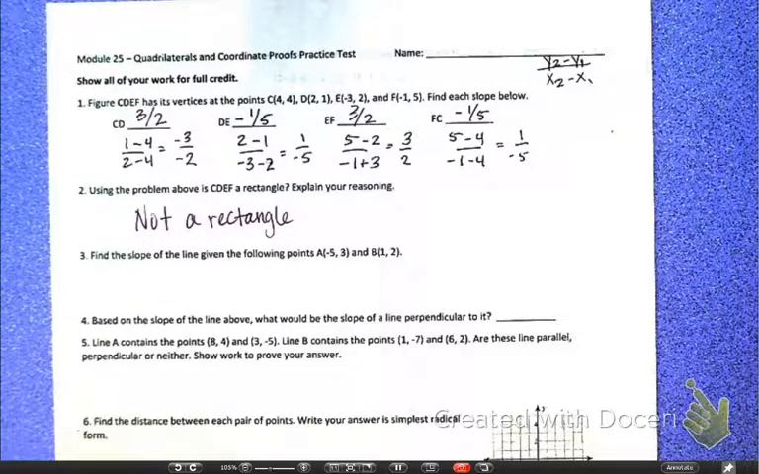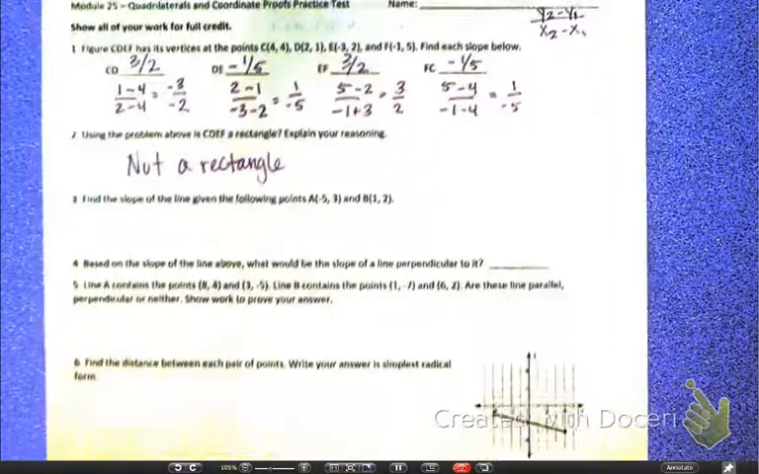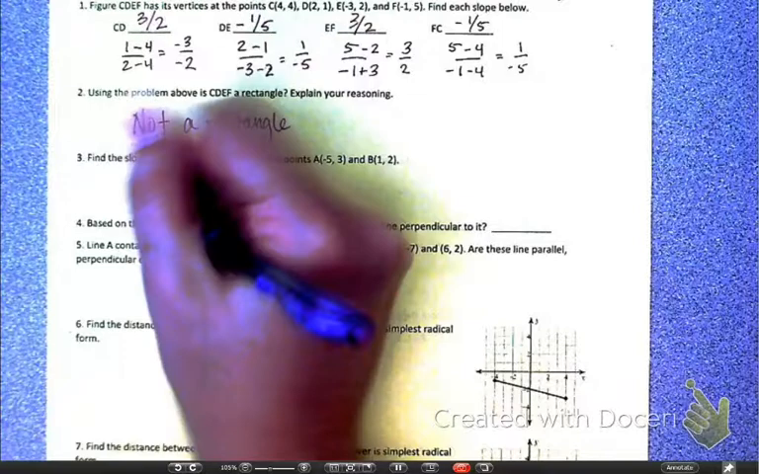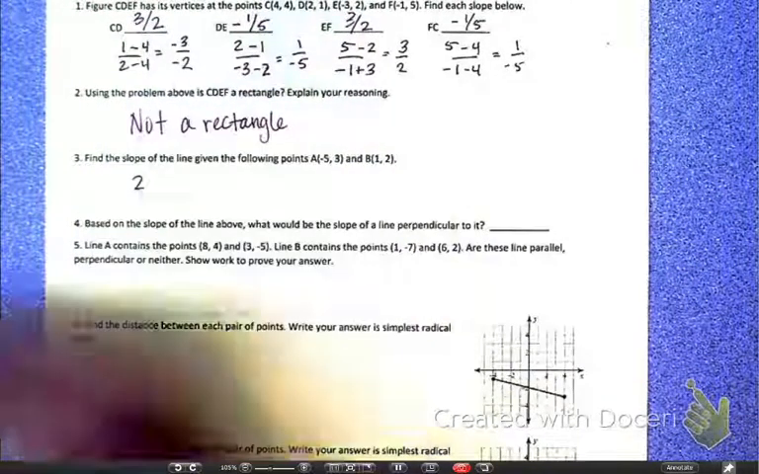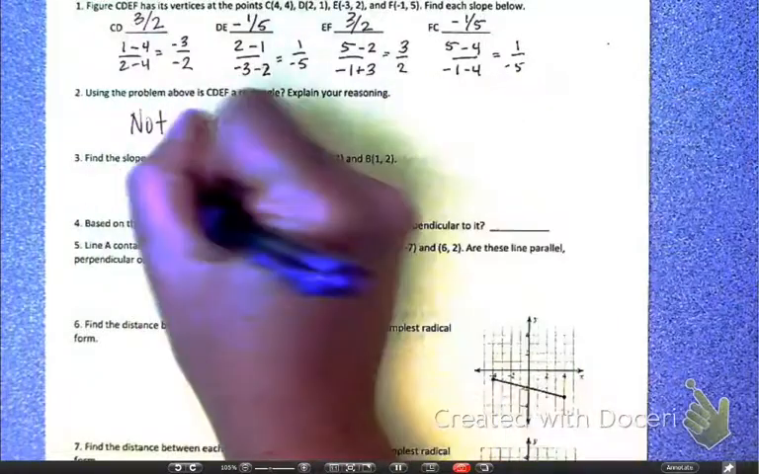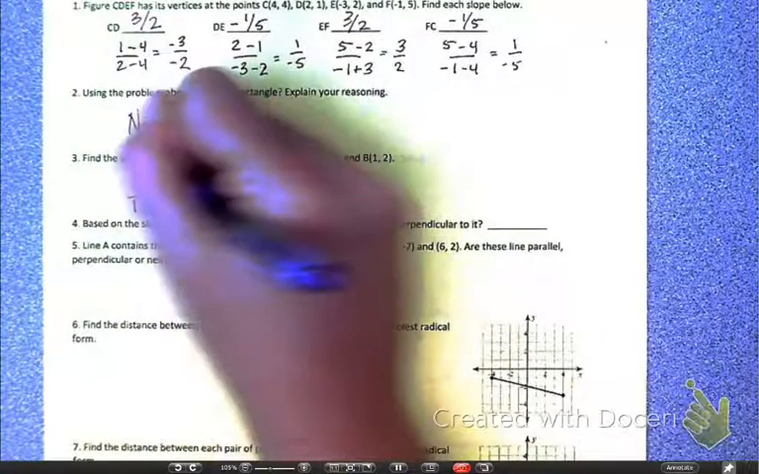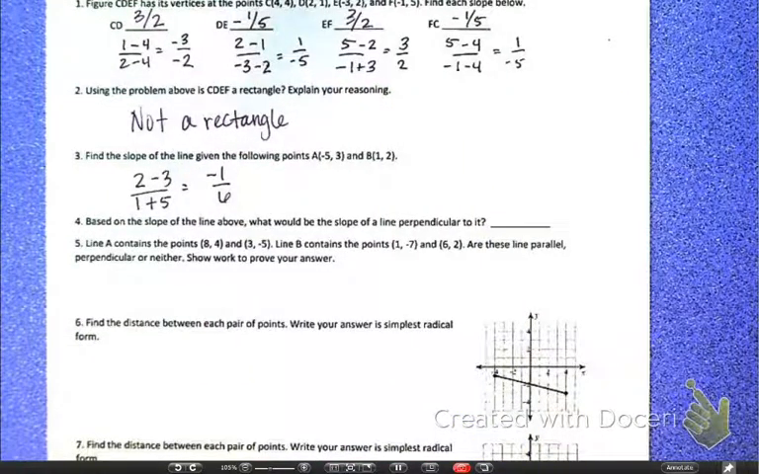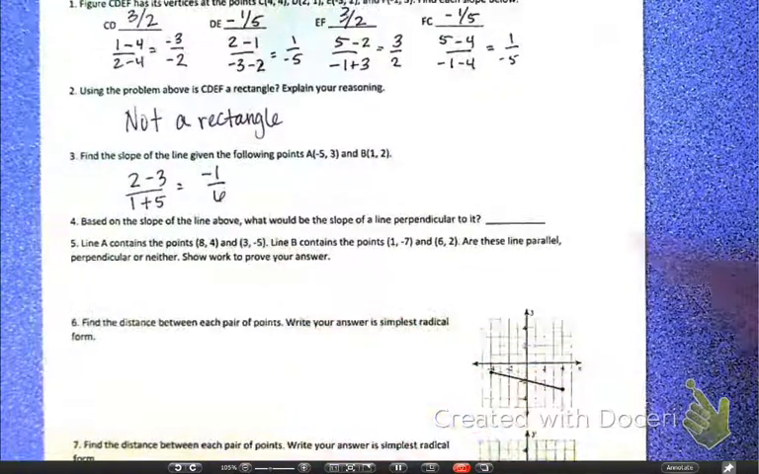Number 3, find the slope of the line given the following. So same thing as number 1. I would have 2 minus 3 over 1 minus a negative 5, which would be plus 5. So that means my slope is negative 1/6. Based on the slope of the line above, what would the slope of the line be that is perpendicular to it?